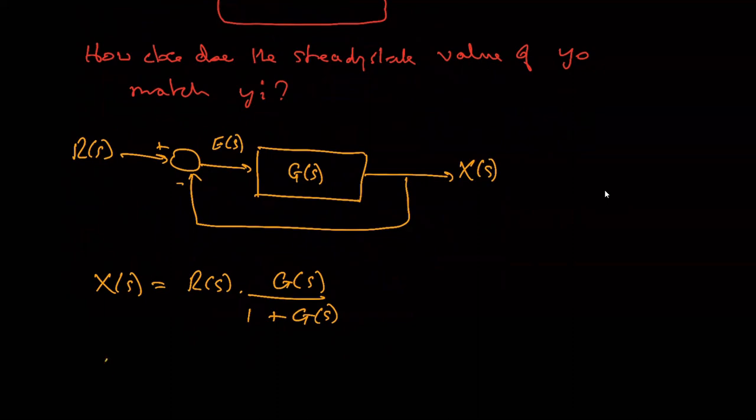Now the error term, E of s, is simply R of s minus X of s. Okay, so this is just the difference between the two. This is one reason why I have a unit feedback here instead of putting a K in here, for example. Otherwise it wouldn't be as clean as that. So I'm just going to remove that, because then the difference, E of s, really does reflect the difference between the input and the output.